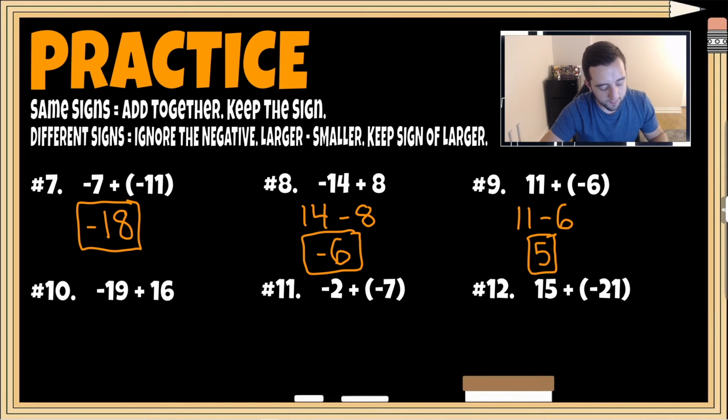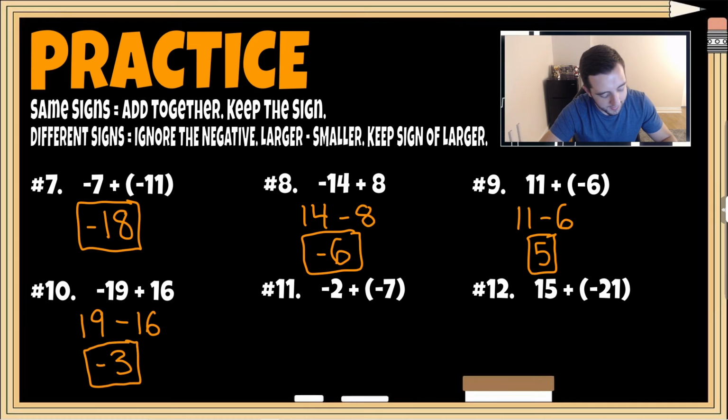For number 10, again, we have different signs. Ignore your negative. Which one's larger? 19 is, so 19 minus 16, we get a 3. Go back and take a look at the sign of your larger number. Well, 19 was negative, so my final answer also has to be negative. For number 11, we have the same signs, so simply add them together. Well, 2 plus 7 is 9. Since they're both negative, make sure you keep the sign as well, so this should be -9.